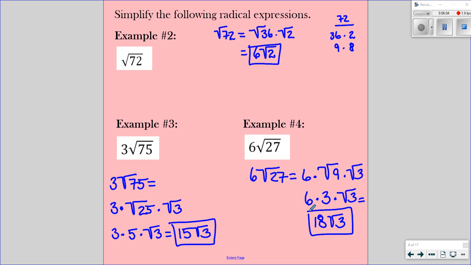And then I can go further down, simplify, and then I get 18 square root of 3. If you were to plug this into your calculator, 6 square root of 27, and then 18 square root of 3, you will see that both of them will give you the same value. So that means that you did the right steps, you factored correctly, and ended up with the exact answer.